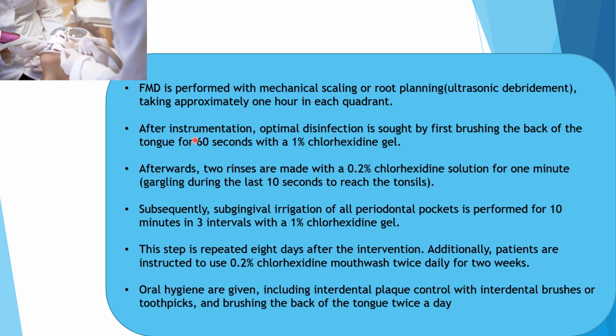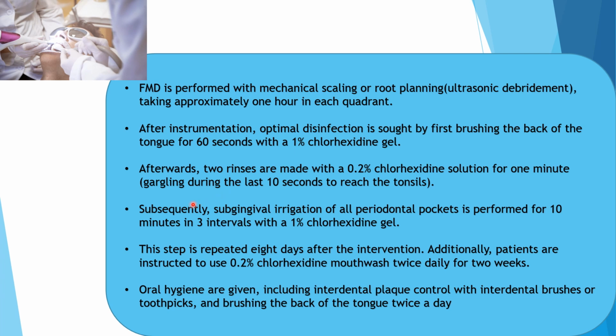So how is the procedure done? Full mouth disinfection is performed with mechanical scaling and root cleaning or with ultrasonic debridement, which will take approximately 1 hour for each quadrant. After instrumentation, disinfection will be done by first brushing the back of the tongue for 60 seconds with 1% chlorhexidine gel. Afterwards, 2 rinses are made with 0.2% chlorhexidine solution for 1 minute. Gargling will be done during the last 10 seconds to reach the tonsils also, so gargling is done along with the rinses.